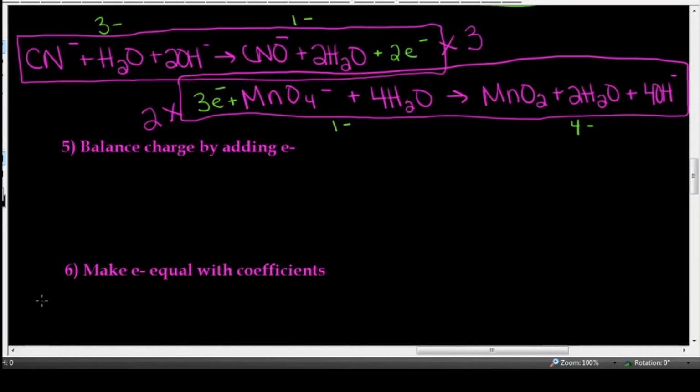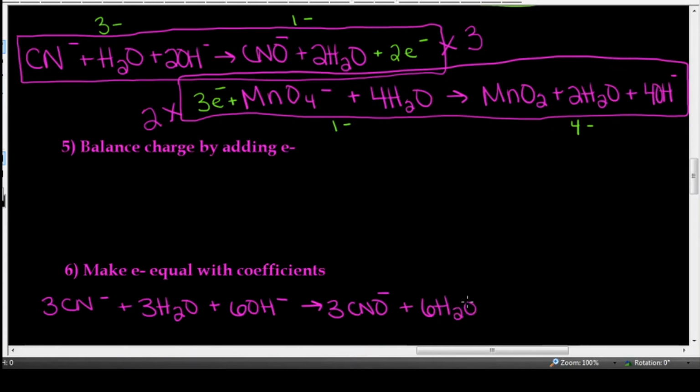So 3 CN minus plus 3 H2O. Just have to be so careful. I probably already made a mistake somewhere. 6 OH minus, 3 CNO minus, 6 H2O and 6 electrons.